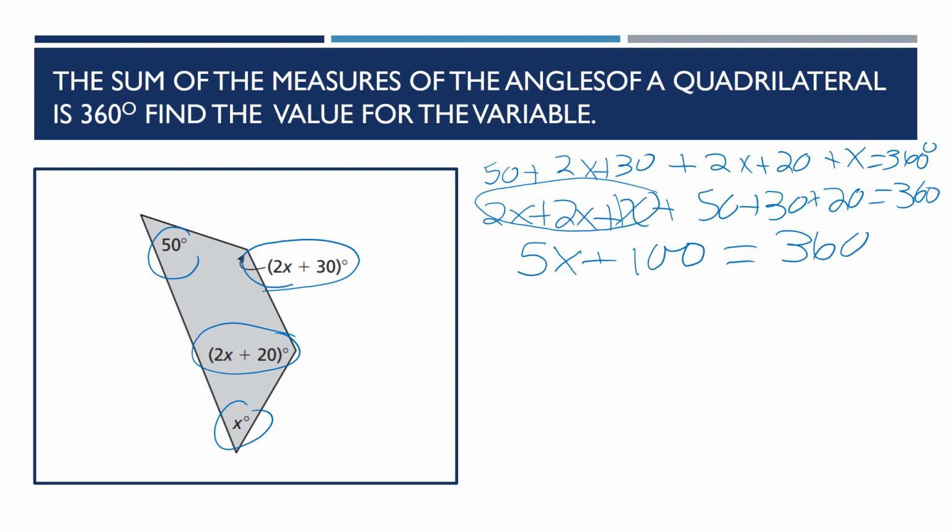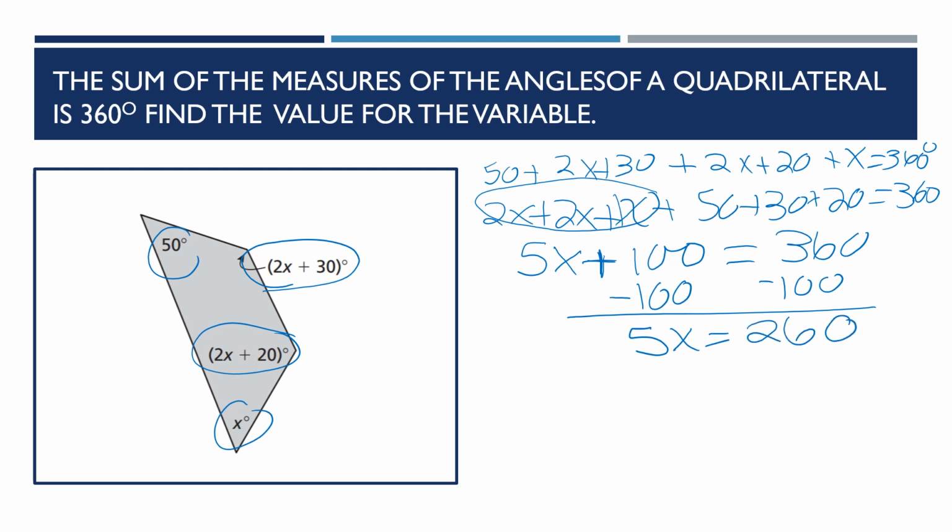And now I've got a basic two-step equation, so I'm going to subtract 100 from both sides, and I'm going to get 5x equals 260. If I divide by 5, I'm going to get 52.